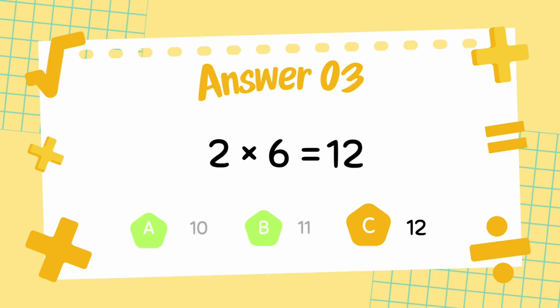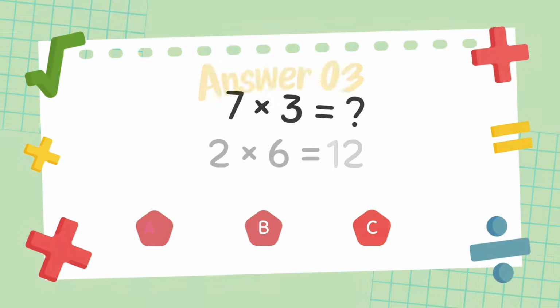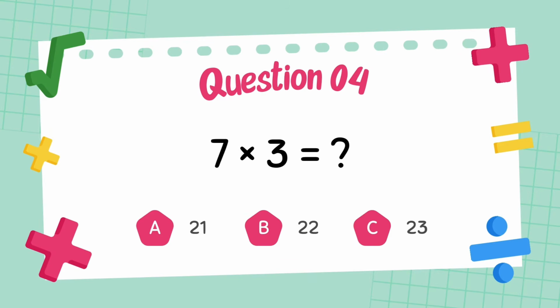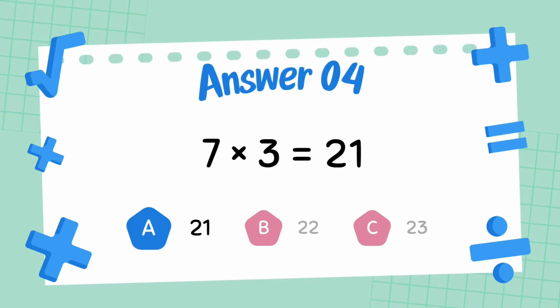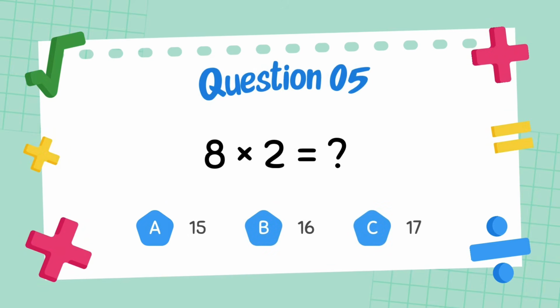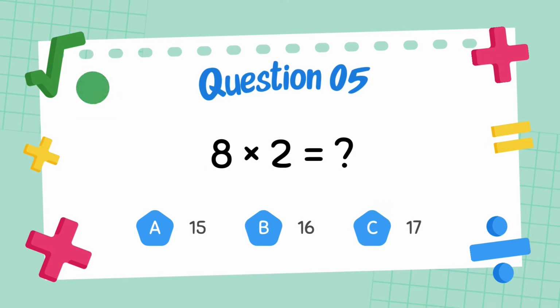The answer is 12. What is 7 multiply 3? The answer is 21. What is 8 multiply 2?